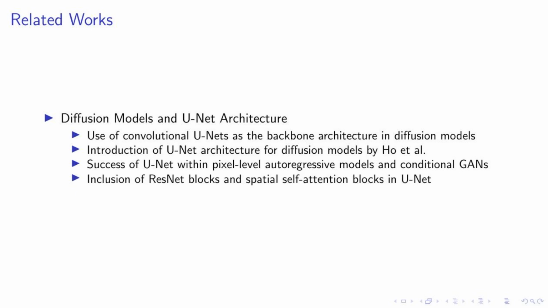In our exploration of related works, we delve into the realm of diffusion models and the UNet architecture. The UNet architecture, introduced by Ho et al., has been a cornerstone in the field of diffusion models. It has seen significant success within pixel-level autoregressive models and conditional GANs. The UNet architecture is primarily composed of convolutional layers, with the inclusion of ResNet blocks, which are a key component of its design. Furthermore, it incorporates spatial self-attention blocks, particularly at lower resolutions, enhancing its performance. This exploration of related works sets the stage for our innovative approach, which we will discuss in the following slides.